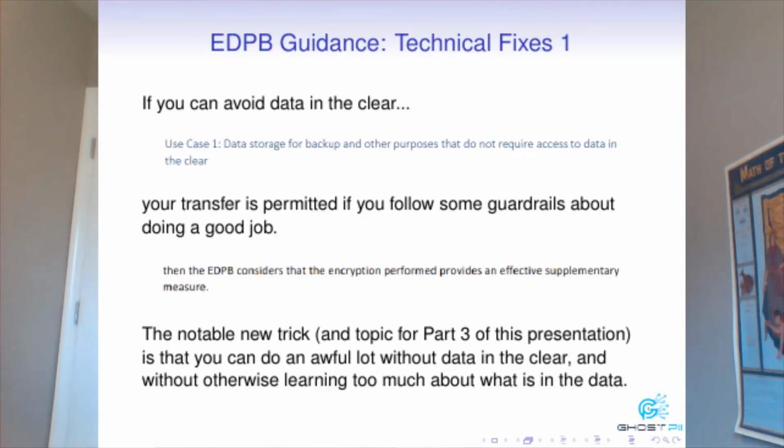Okay. First, and of most interest to me, they take some care to say that if you're doing a task where you don't need data in the clear, I'll talk more about what that means, but in the clear is sort of opposed to being obscured or encrypted and that kind of thing, you're probably fine. If you look in the document, there are some guardrails about essentially concealing things well enough.